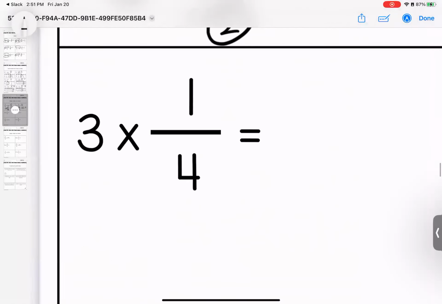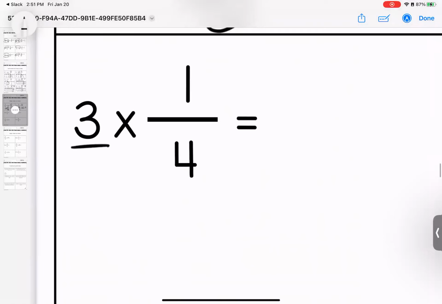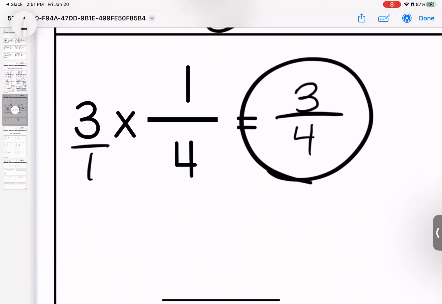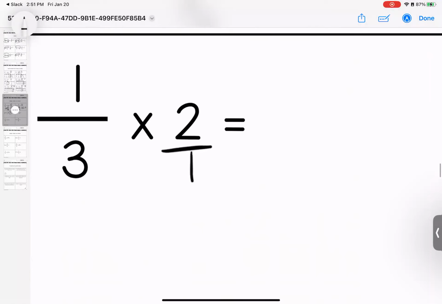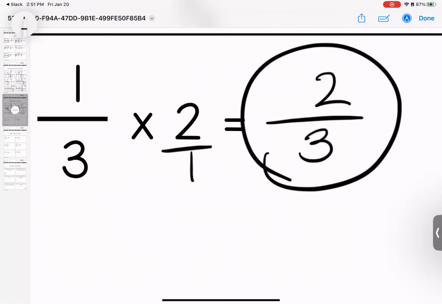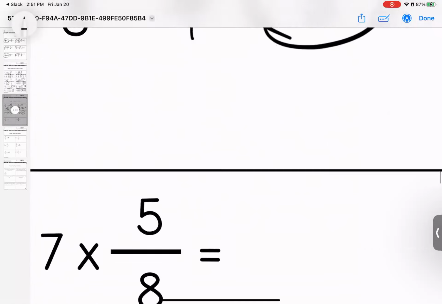Coming down here, no denominator, give it 1. 1 times 3 is 3. 1 times 4 is 4. This is already simplest form. The answer is 3/4. No denominator, give it 1. 1 times 2 is 2. 3 times 1 is 3. 2/3. That is already simplified.